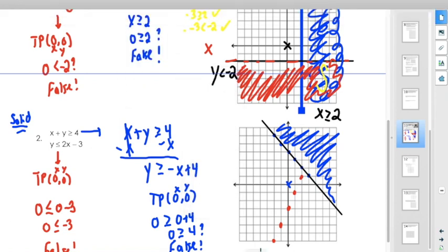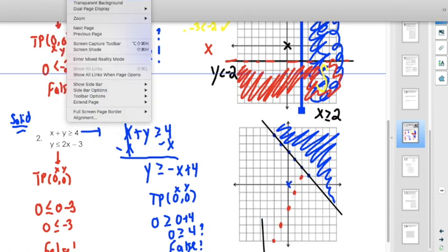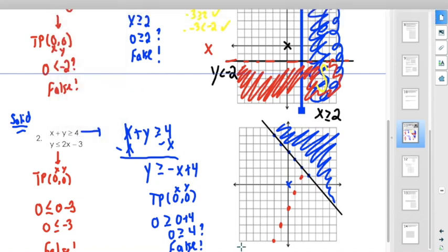Right here. Get this right about... No, that looks bad. That's not going to work. Undo. Let's try that again. Right about there. That's good.